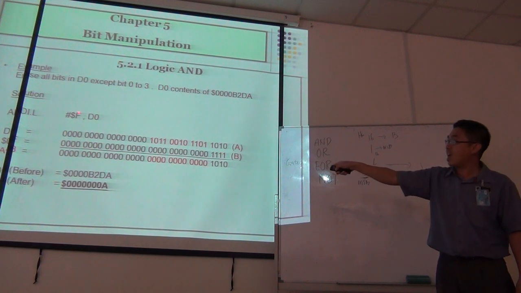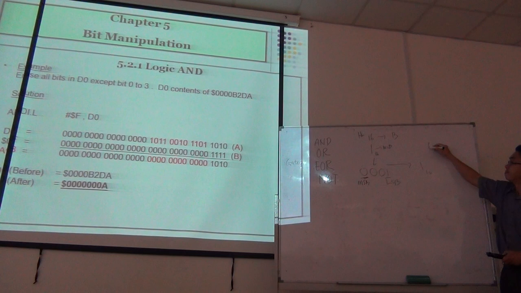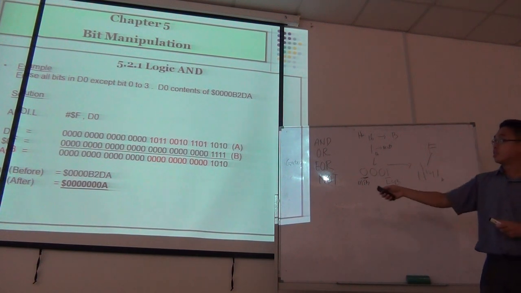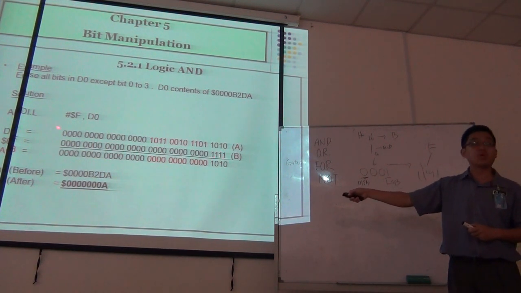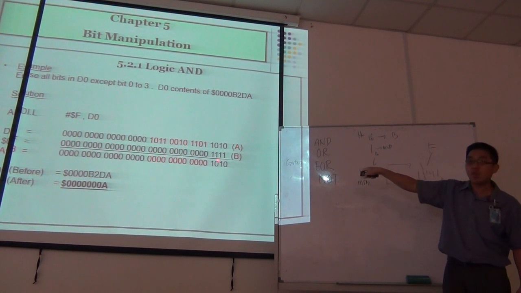So another one is F. F is very simple. F is all 1, correct? Yes, this is 1, 1, 1, 1 in binary. So that is all high state. What you need to do is AND these two operands. One by one, you have to AND.